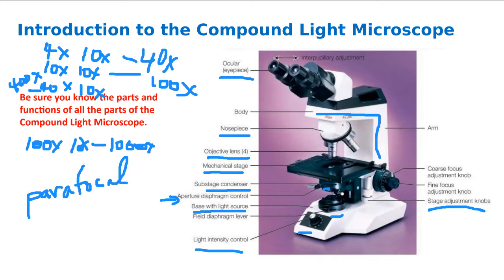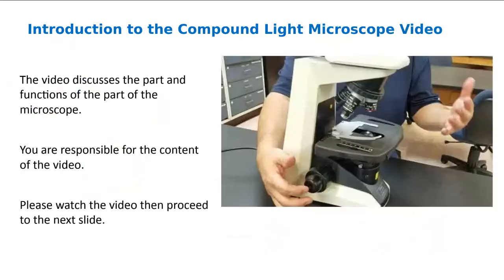Okay, and then the coarse adjustment, its function is to bring things into as close to focus as possible. Some people can just use that one and that's all they need. The other one is the fine adjustment knob, and this is the one that you're going to use to look at fine detail.